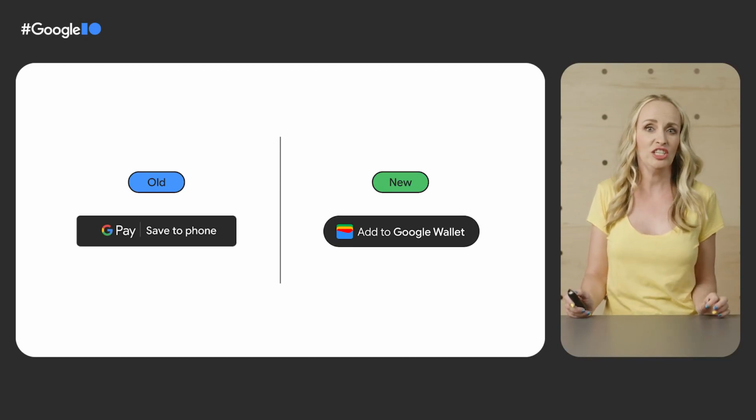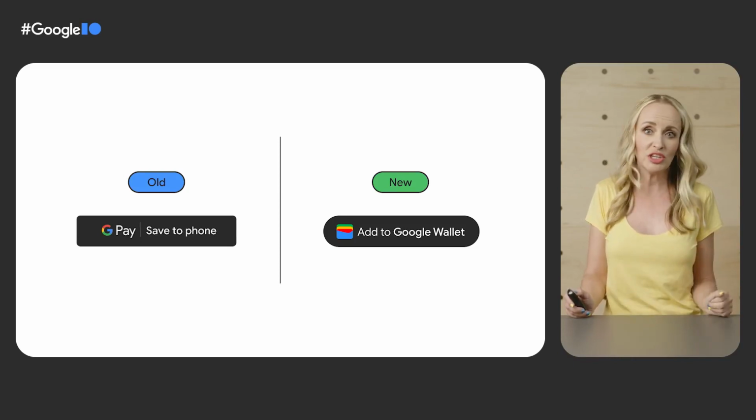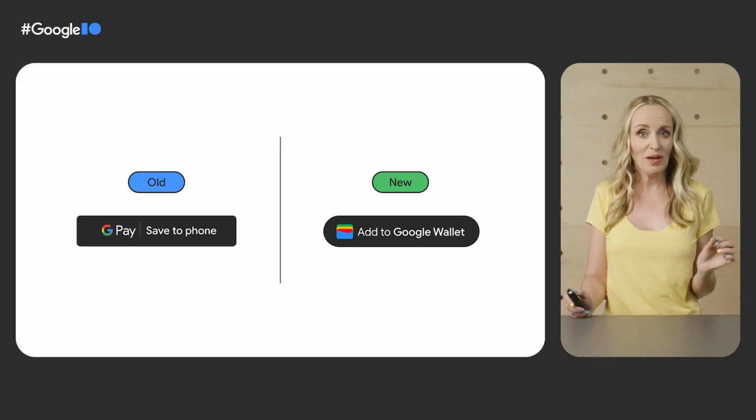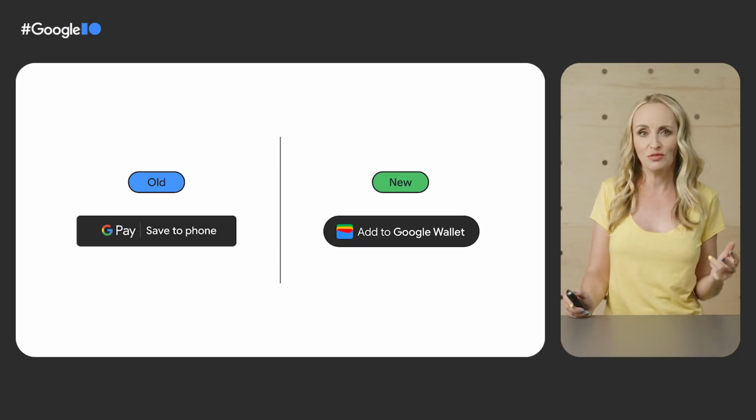The only thing that has changed is the new look of the GPay Save to Phone button, which now says Add to Google Wallet. So if your integration is using buttons that say GPay Save to Phone, we ask you to please update these buttons to reflect the change in branding after Google Wallet launches in a few weeks.